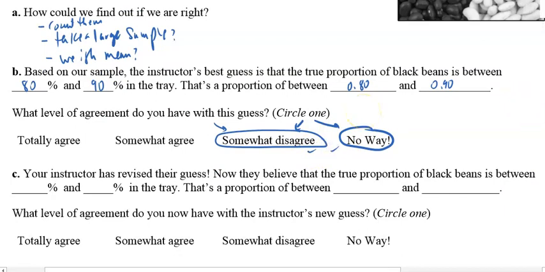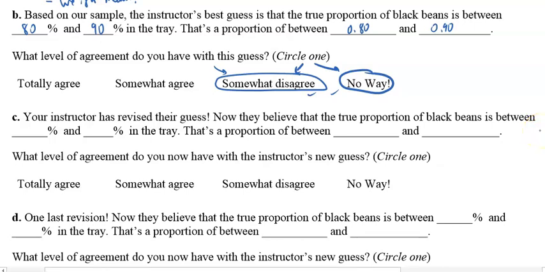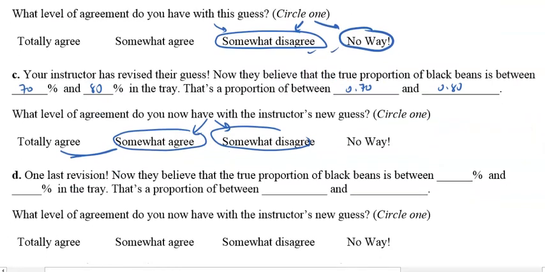Your instructor has revised their guess. Now they believe the true proportion of beans is between 70 and 80. Remember, you said 75 in the tray. So the proportion is between 0.70 and 0.80. What level of agreement do you now have with the instructor? Well, depending on what you chose, if I chose a 75, I'm going to probably be here. But if I choose something below, then I'm going to be here.